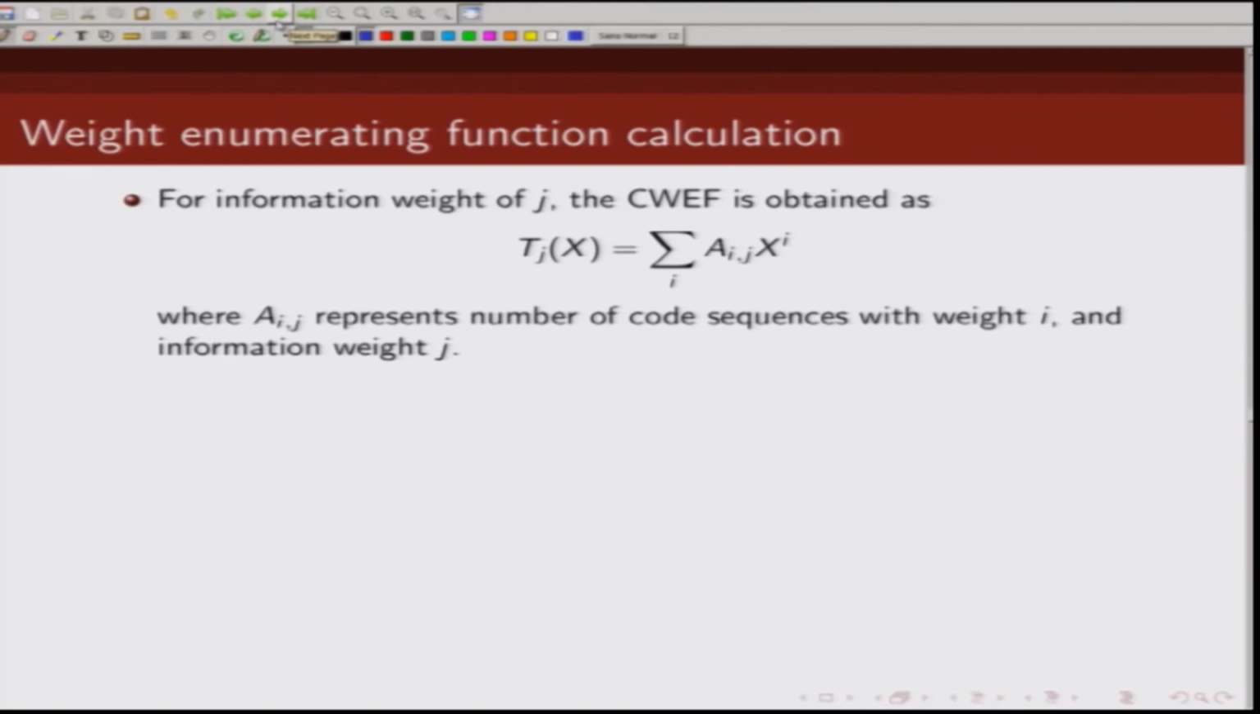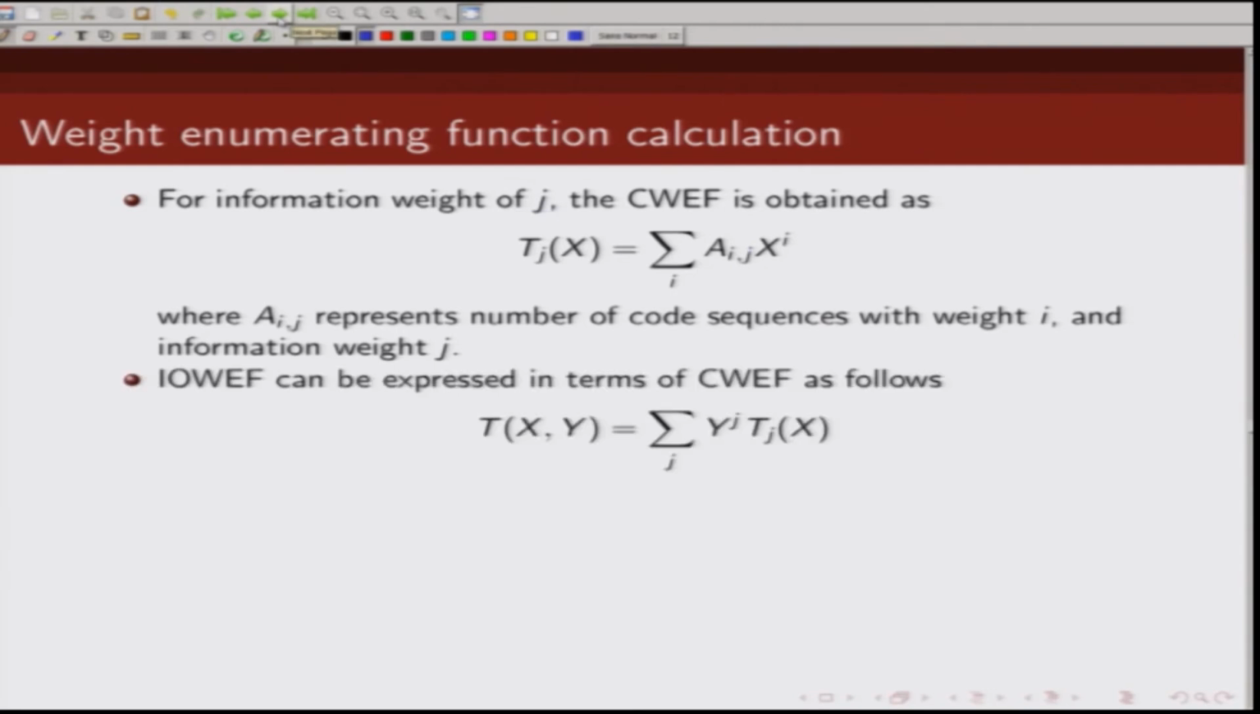So, as I said, for an input weight of j, the conditional enumerating function will give us the output code weight that you can achieve for an input weight of j. And we can write our input output weight enumerating function in terms of the conditional weight enumerating function. So, this is basically an input of weight j resulting in the conditional weight enumerating function, and we sum it over all j's, and that will be our input output weight enumerating function.